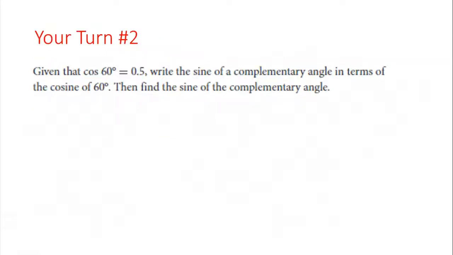Your turn, number 2: cosine of 60 degrees. There's your theta, and it gives you that ratio right there, 0.5. Now they want you to find the sine of the complementary angle. Here's my only hint that I'm giving you, and then you do the rest.